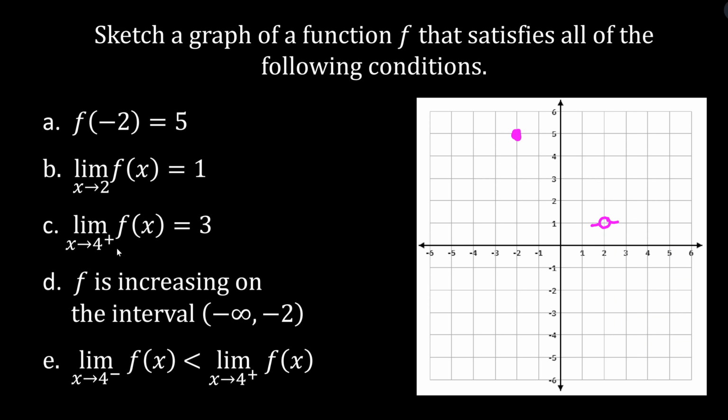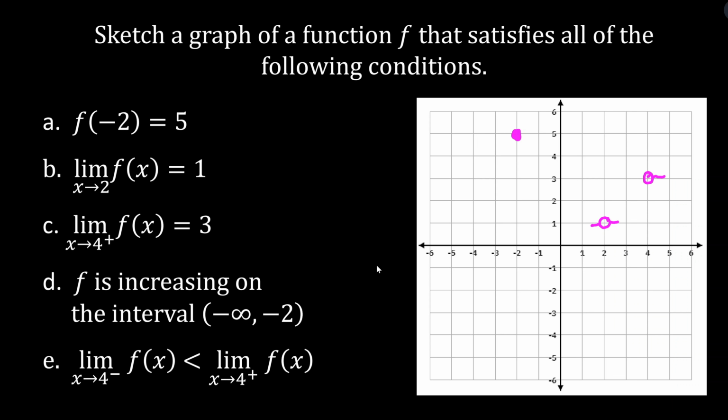All right, the limit as x approaches 4 from the right is 3. So I'm going to find 4. The limit is 3. So again, I'm doing an open hole and we're approaching from the right. I'm just going to draw a little squiggle there to remind myself, and I'm going to fill all this in later because I don't know all the conditions and I don't want to draw something and then have to erase it or forget to erase it and be wrong.